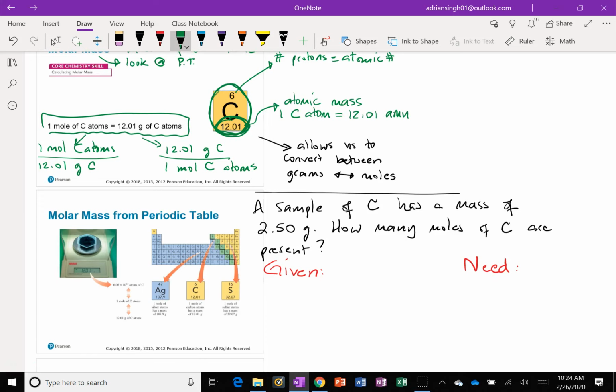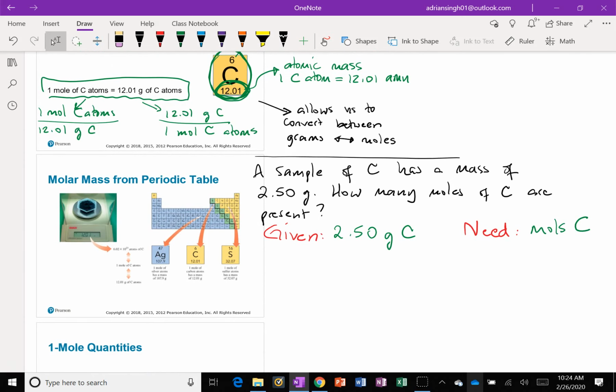All right, so we'll set it up. We'll approach it the same way that we did every other calculation. What are we given? 2.50 grams of carbon. We need to calculate how many moles of carbon there are.